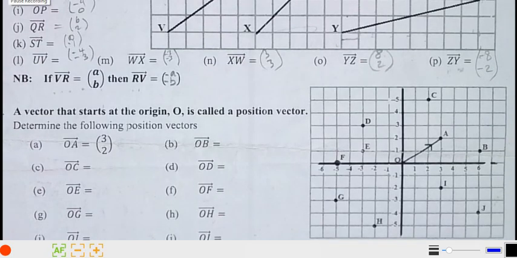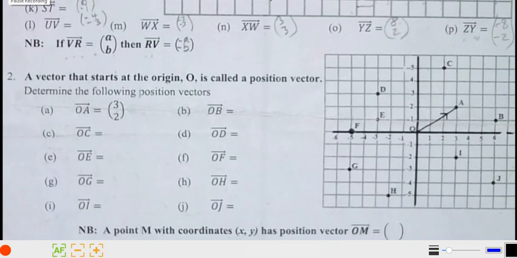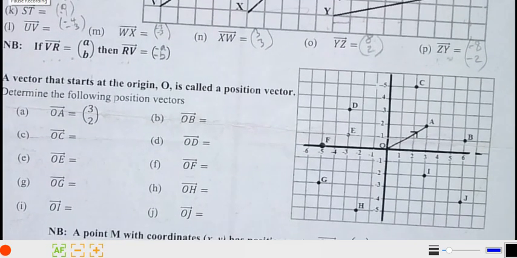Okay, so let's look at this now. Now we're talking about position vectors. A vector that starts at the origin is called a position vector. Determine the following. So any vector that starts from the origin is called what kind of vector?